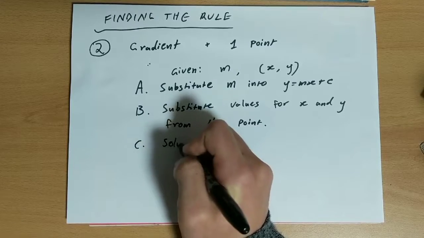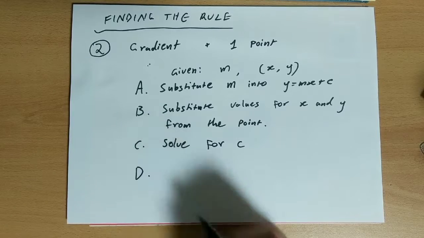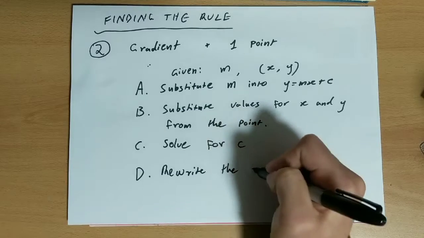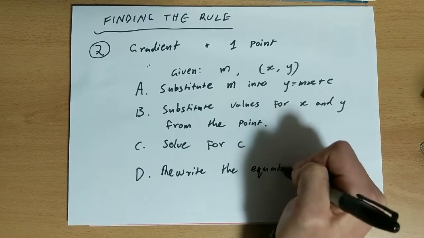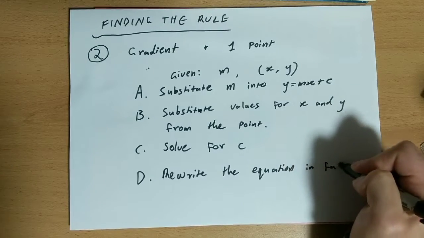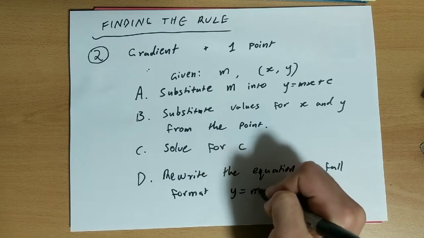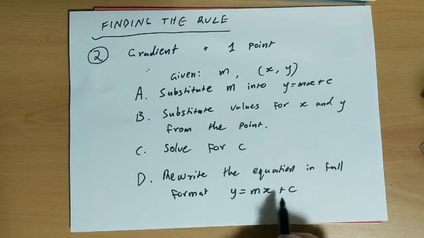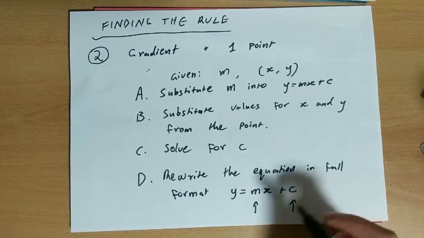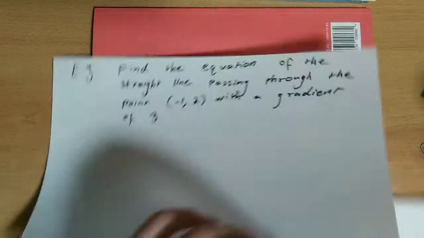Finally, I'm going to solve for c. And then my last step is to rewrite the equation in full format, y equals mx plus c, where I leave my y and x as variables now, but now I have values for m and c. In other words, I write the rule that I have found. Okay, let's have a look at an example and follow through those 4 steps.